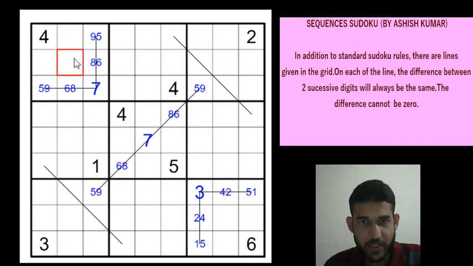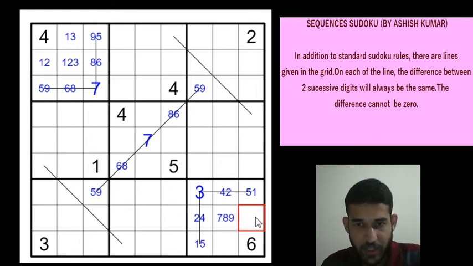We can pencil mark the remaining possibilities in box 1. 1, 2 and 3 have to be marked. So this is 1 and 3 because of this 2. This is 1 and 2, and this is 1, 2 and 3. And similarly in box 9 you have 7, 8, 9 possibilities, right?